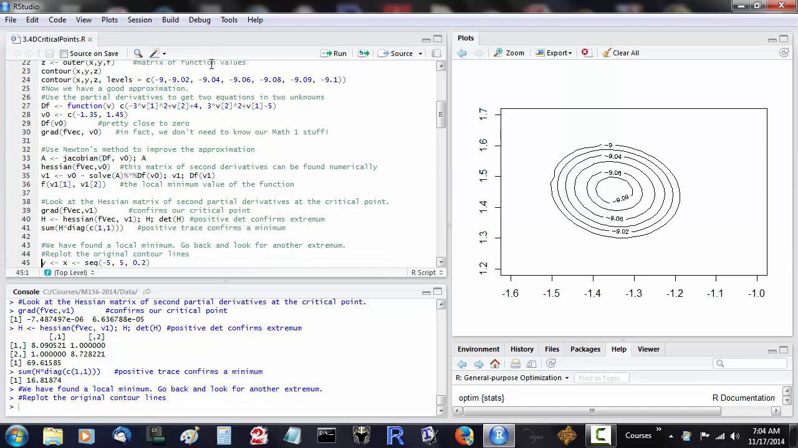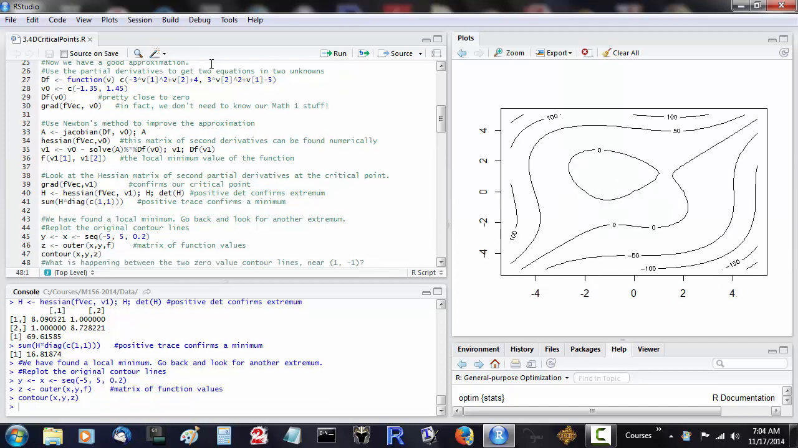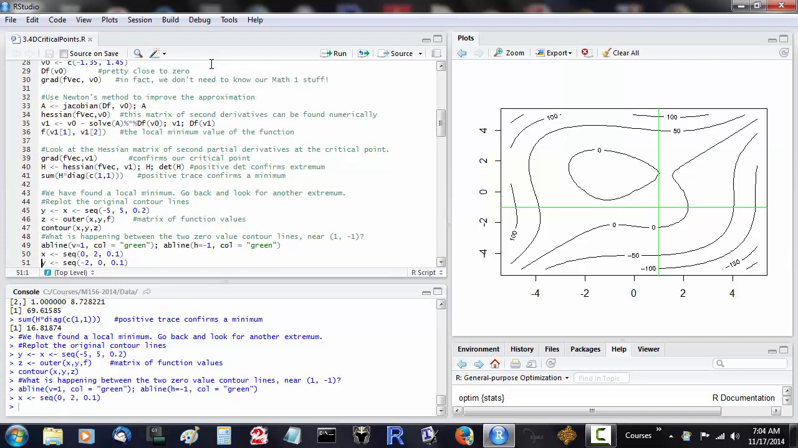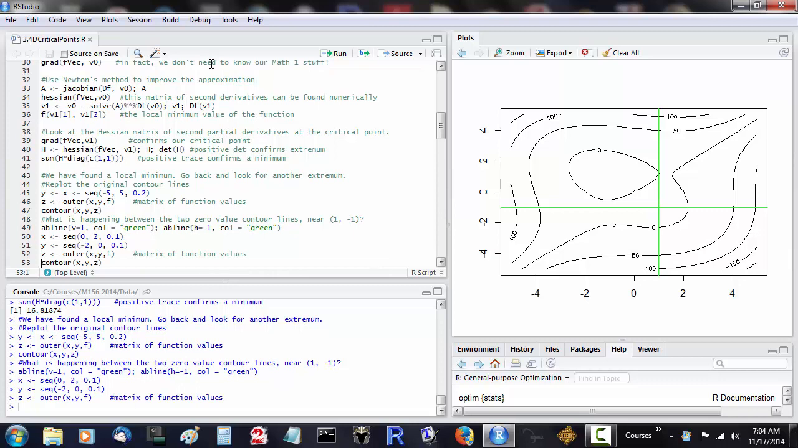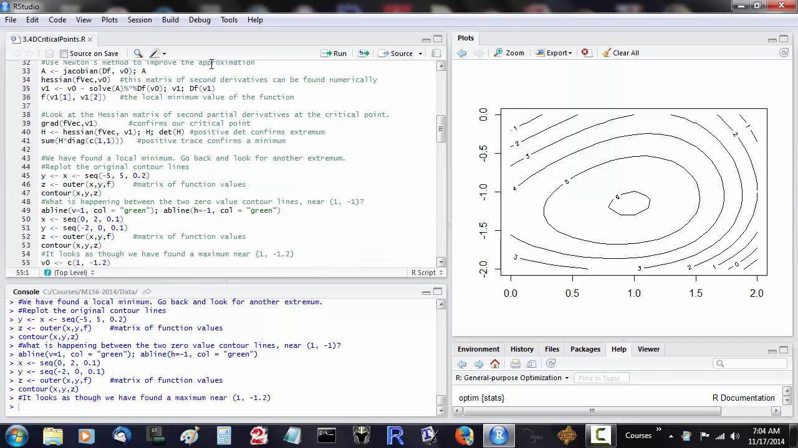Let's go back and look for another extremum. We'll have a second look at our original plot now that we know what to do. And we look at where those two contour lines for 0 seem to push apart, somewhere near x equals 1, y equals minus 1. There may be another extremum. So we bracket that pair of values and plot the contour lines, and we've got it. Somewhere inside that contour line for 6 is a critical point, which is a maximum of the function.